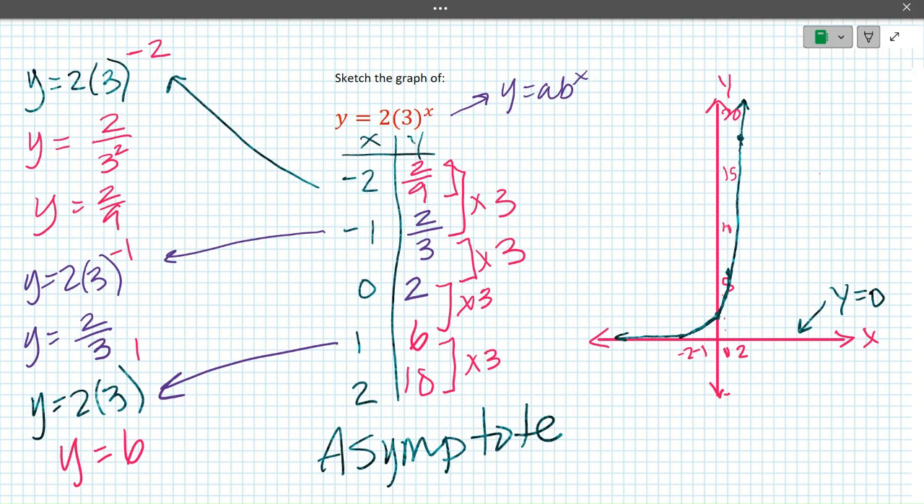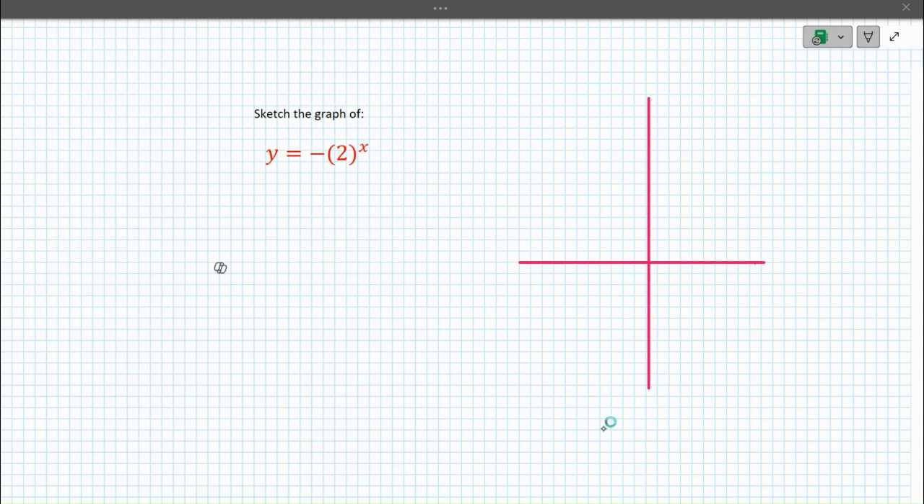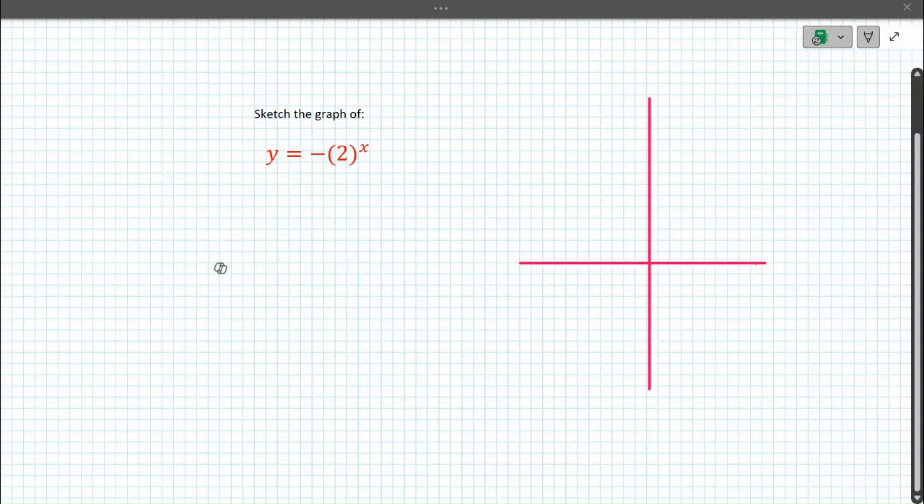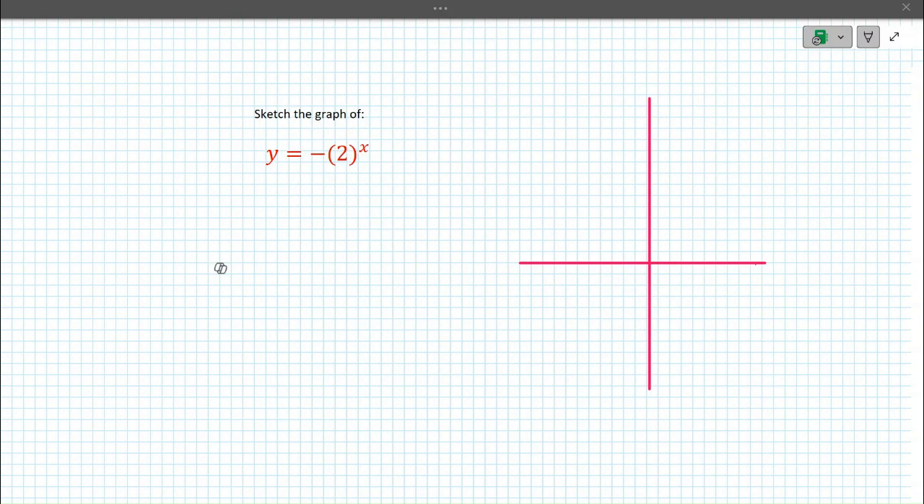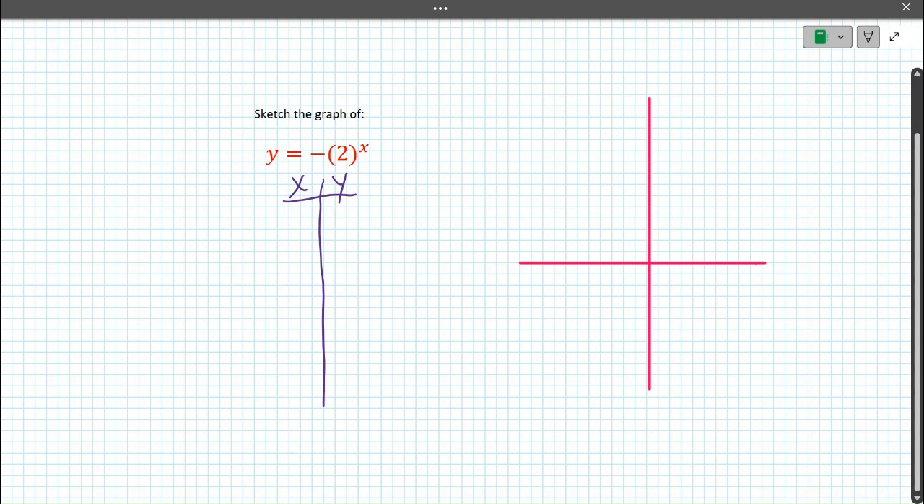Let's do another one together. This equation is y equals negative 2 to the power of x. So this is essentially a base 2 function. That means every value is going to double every single time. And then it's negated. Every value is multiplied by negative. So let's go ahead and set up our table, our t-table, and let's go ahead and find some values or evaluate for certain values and figure out what we get.